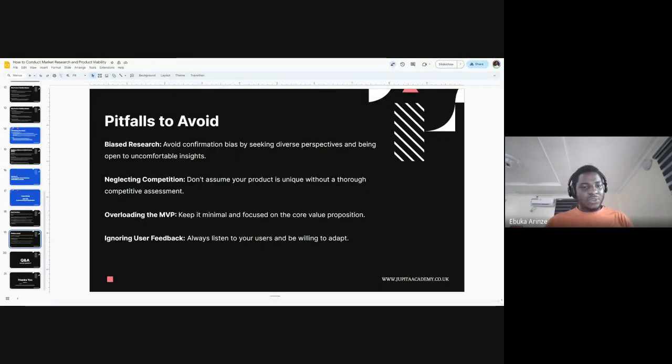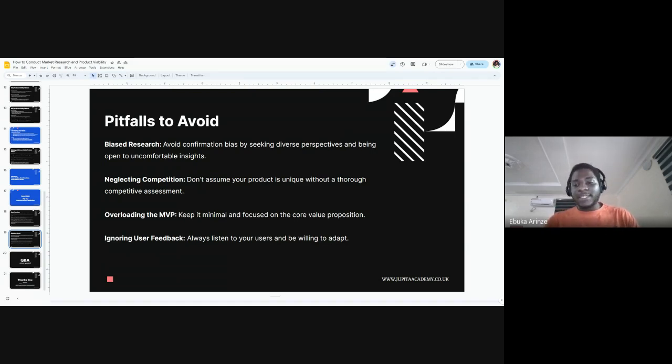The next is a million features. You want to build everything in one day. You want to build 100 things in one day, A to Z. It doesn't work that way. Overloading your MVP takes you longer to get to market and longer to get feedback. You should keep it minimal and focus on the core value proposition. Stay that way.